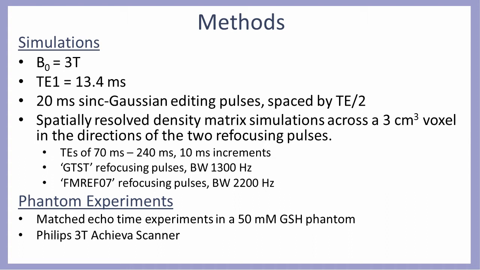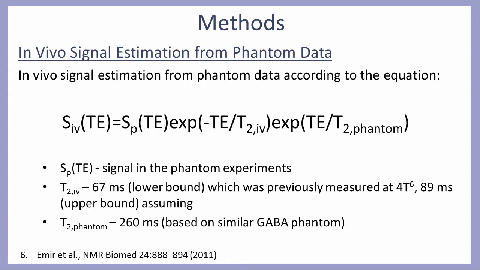Matched experiments were performed in a 50 millimolar glutathione phantom on a Philips 3T Achieva scanner. The in vivo signal curve was then estimated from the phantom data. T2 relaxation in the phantom was removed and replaced by a term representing in vivo relaxation. We assumed in vivo T2 limits of 67 milliseconds and 89 milliseconds, and assumed a phantom T2 relaxation of 260 milliseconds based on the similar GABA phantom.